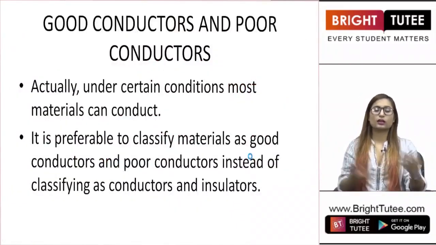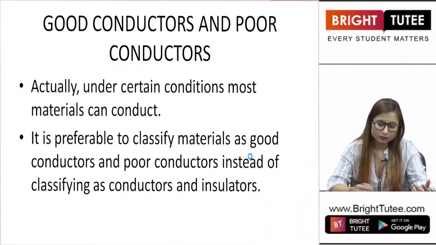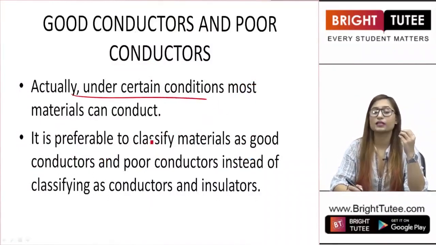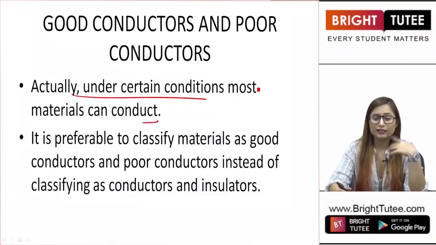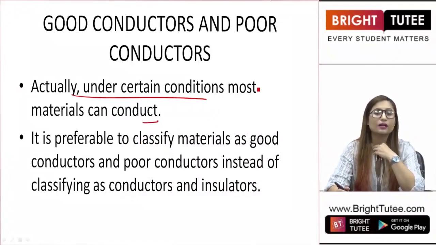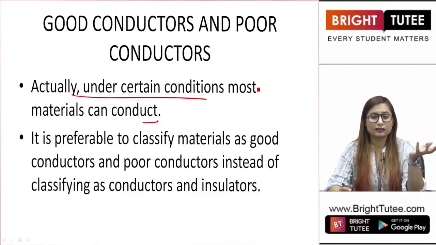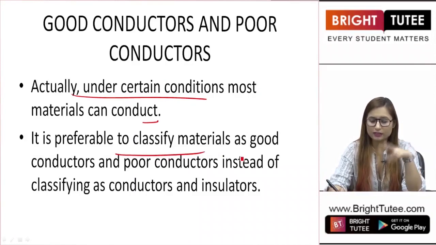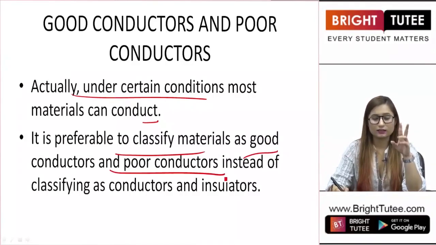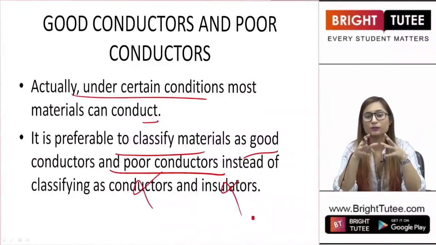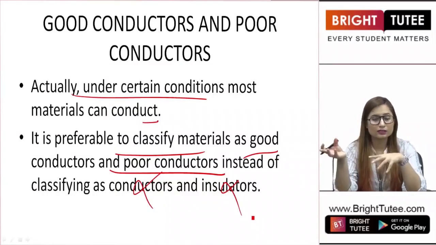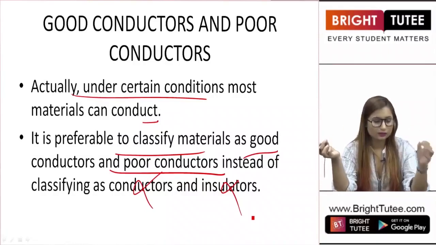So now what are good conductors and poor conductors actually? Students, actually under certain conditions most materials can conduct electricity. We can create those conditions, and electricity can be conducted by substances other than metals which do not conduct electricity normally. Now it is preferable to classify materials as good conductors and poor conductors instead of classifying them as conductors and insulators. All of the substances at some point, during some experiment or under some conditions, conduct electricity, hence we only call them good conductors or poor conductors. Conductors and insulators are not such good terms, right students?